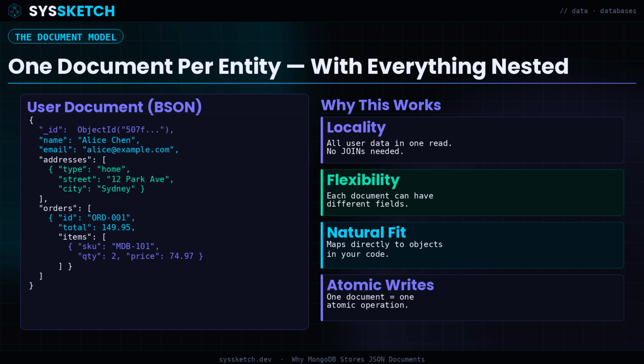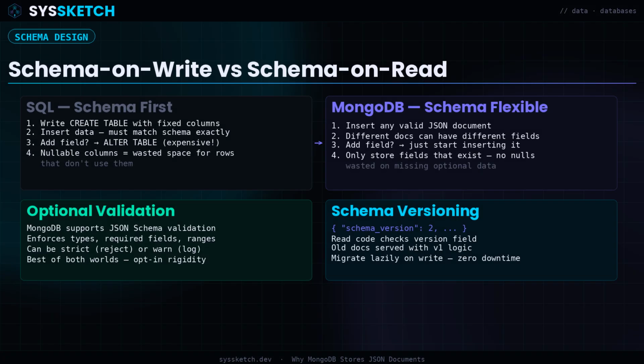MongoDB is called schema flexible, but that phrase gets misunderstood. It does not mean no structure. It means the schema is enforced by your application rather than declared in the database up front. In a SQL database, you write create table, define every column and its type, and then every row must match that definition forever. In MongoDB, you insert any valid JSON document. Different documents in the same collection can have different fields.